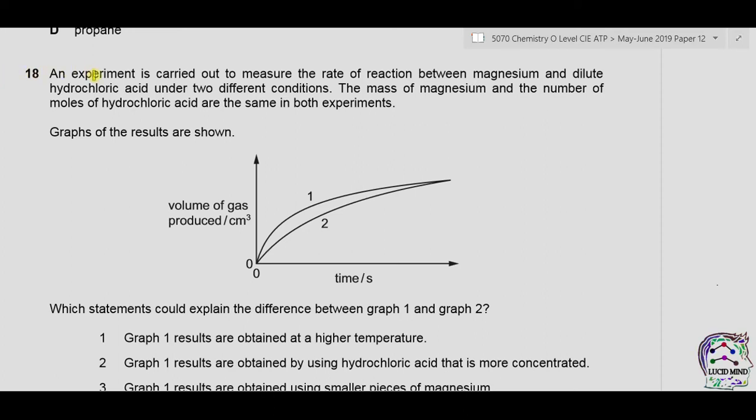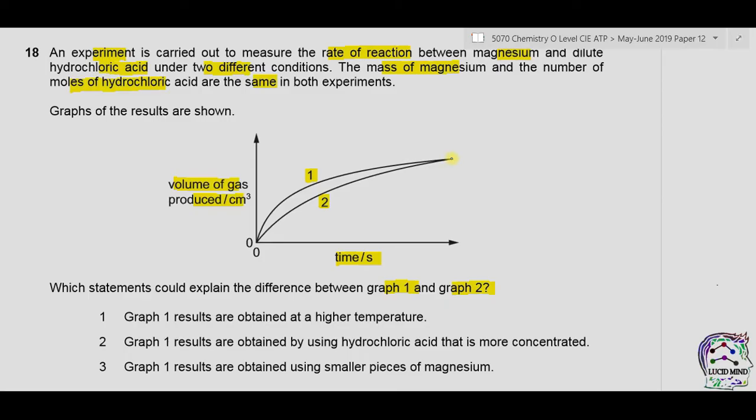Question 18. An experiment is carried out to measure the rate of reaction between magnesium and dilute hydrochloric acid under two different conditions. The mass of magnesium and the number of moles of hydrochloric acid are the same in both experiments. Graphs of the results are shown. On the y-axis we have volume of gas produced in centimeter cube, on the x-axis we have time. This is the first experiment and this is the second one. Which statements could explain the difference between graph 1 and graph 2?